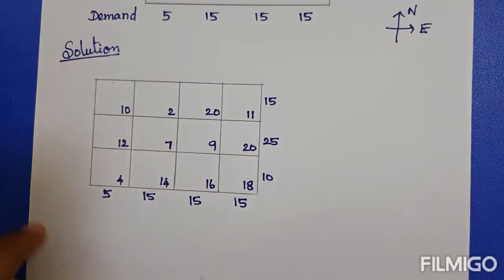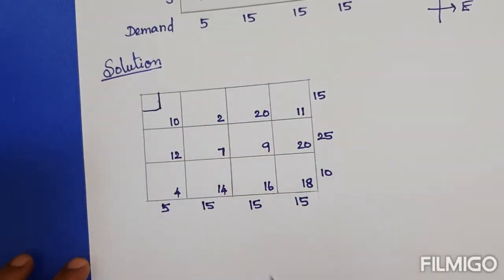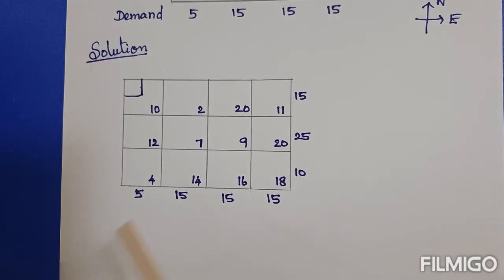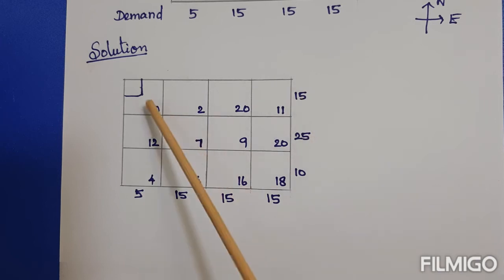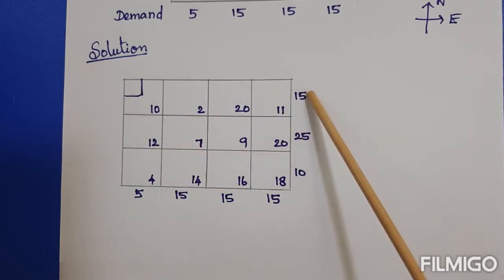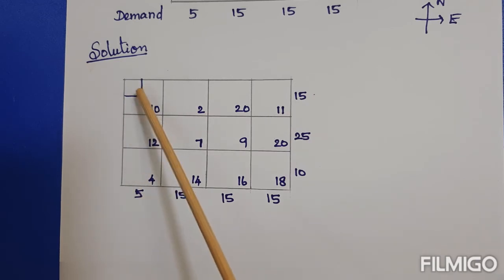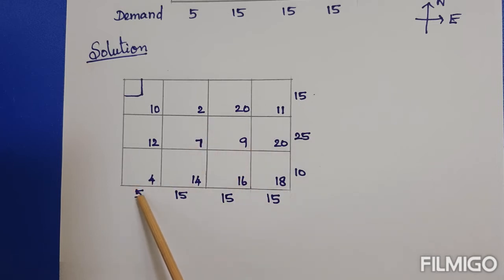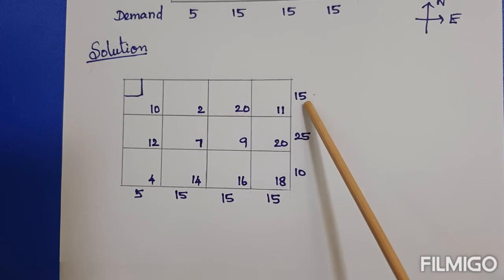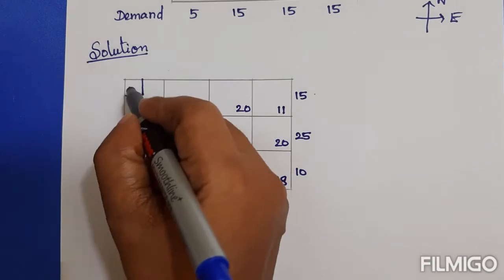So, here we make a box for allocation. Now, we have to check the demand and supply for this cell. This is the supply for this cell and this is the demand for this cell. We have to choose or allocate the minimum of these two, the demand amount and the supply amount. Minimum of 5 and 15 is 5. So, allocate 5 here.